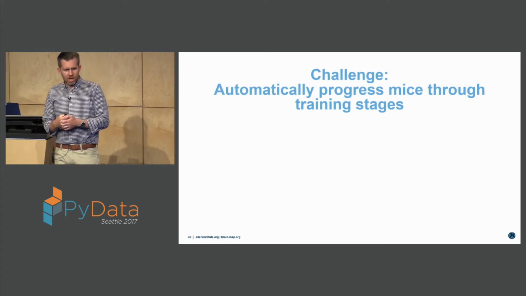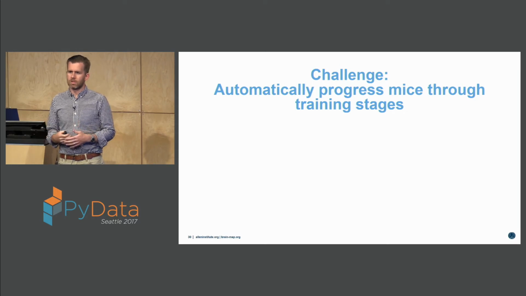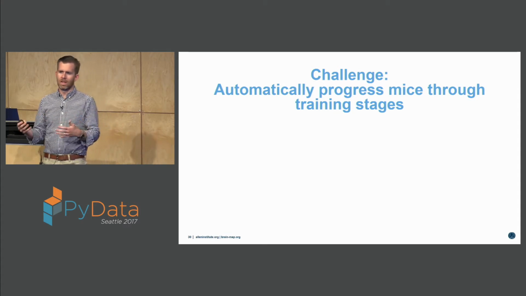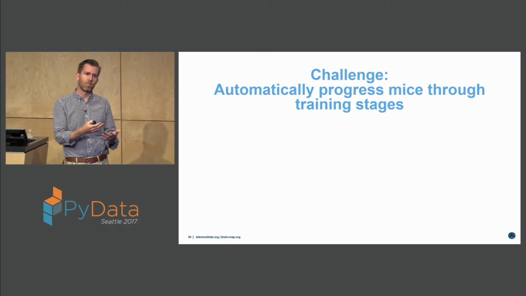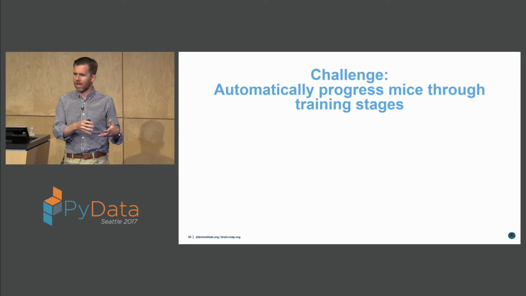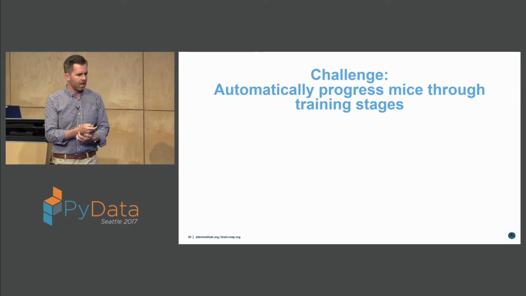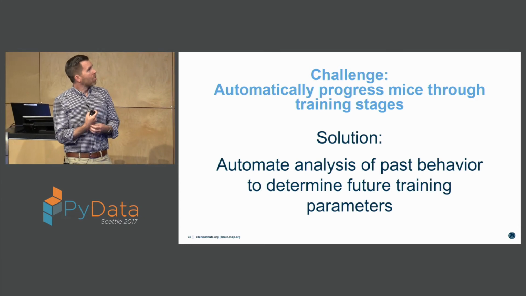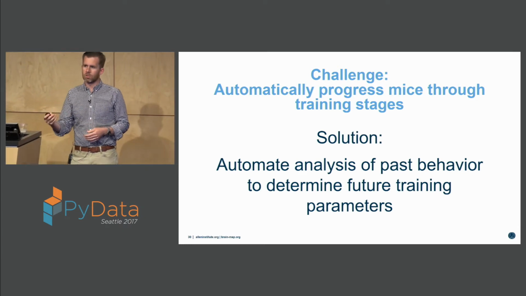One of our final challenges is that we need to be able to automatically progress mice through these training stages, especially when we have a lot of mice going simultaneously. In order to train these mice to do something like the MNIST data set, we can't start them on something fairly complex on day 1. Instead, we need to start them on a much easier version of the task, and then move them on to harder versions of the task. So we've automated our analysis of past behavior in order to determine future training parameters.